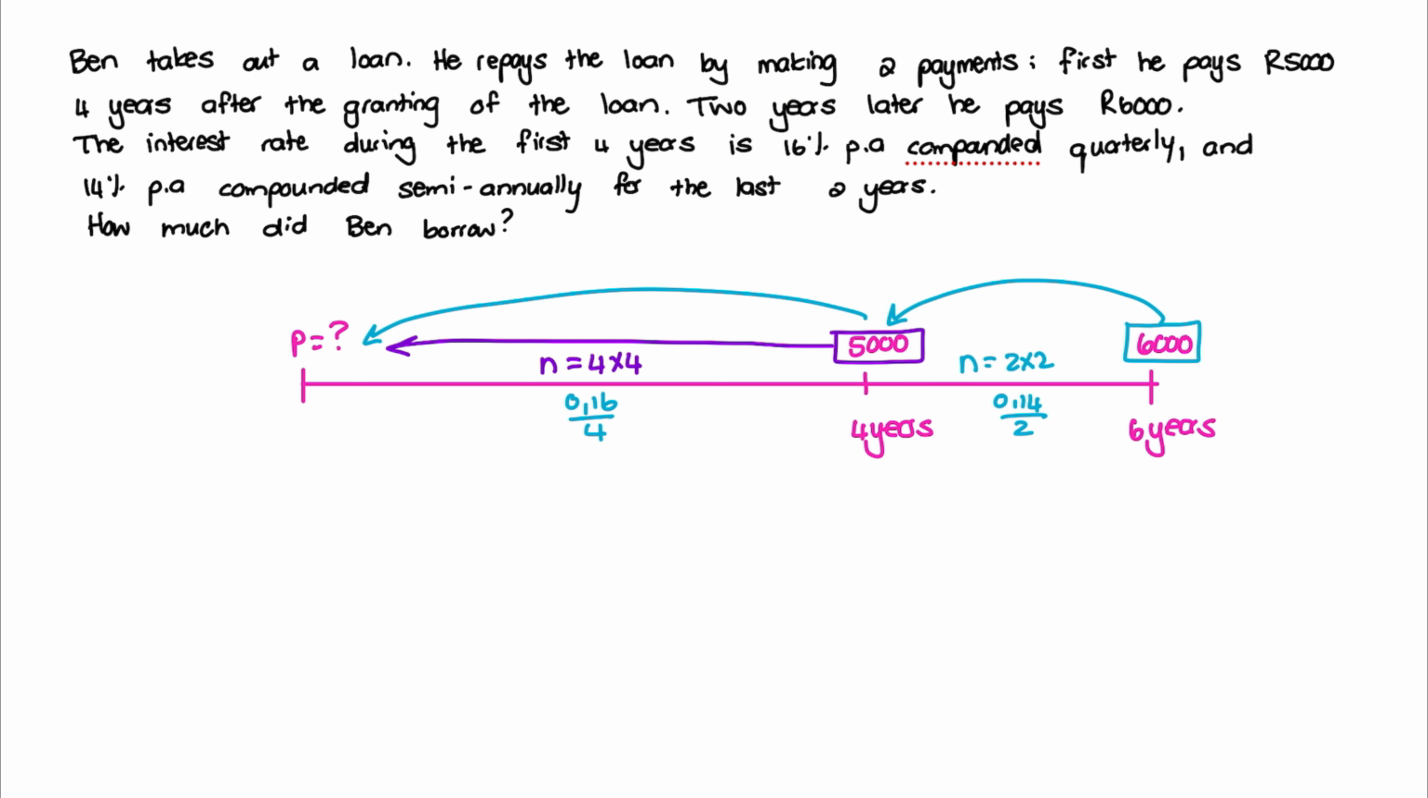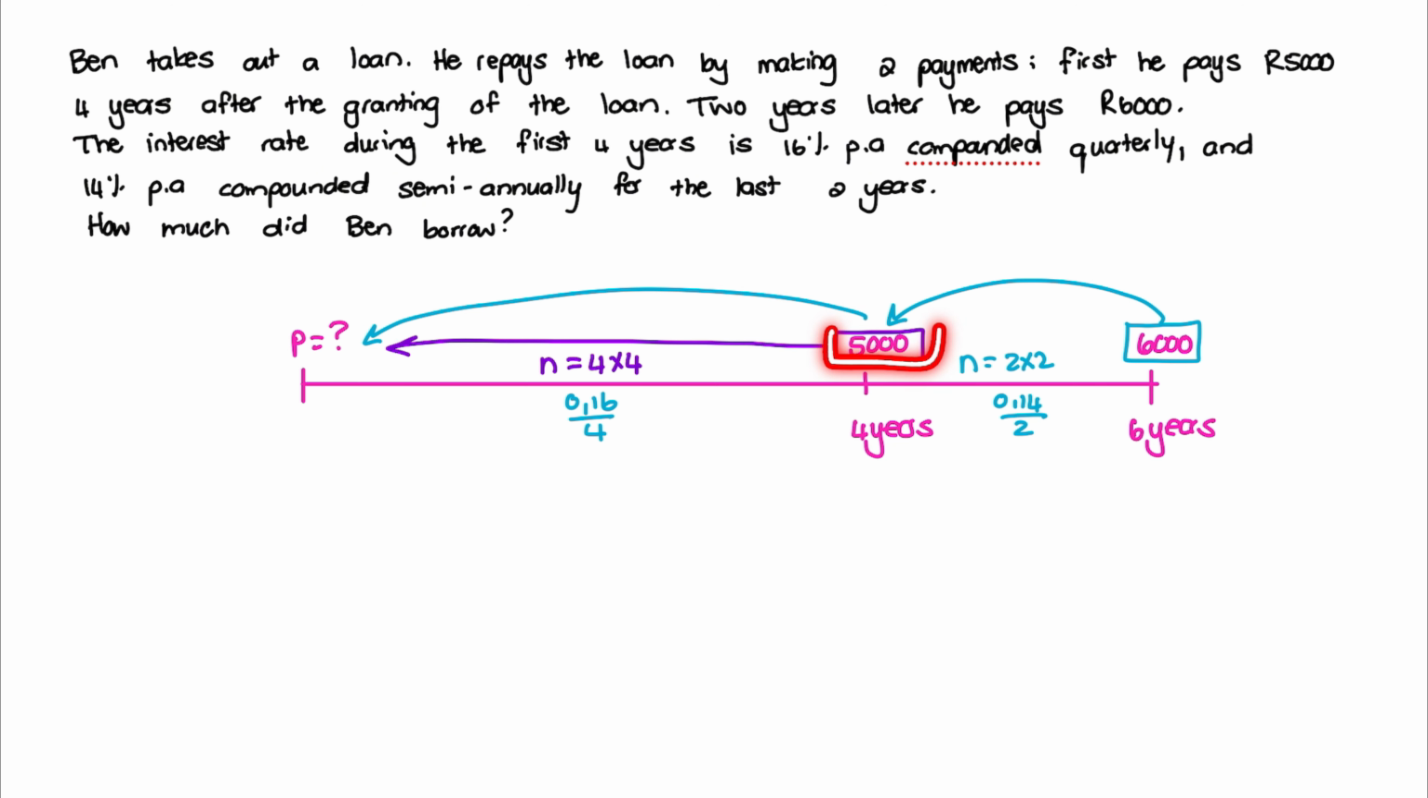So this type of question is based on grade 11 finances and also your knowledge on compound interest. So here's a picture of the information that we have. Ben borrowed some amount of money. We know that in 4 years' time, he's going to pay 5,000 Rand. And 2 years after that, he pays 6,000 Rand in order to settle the loan.